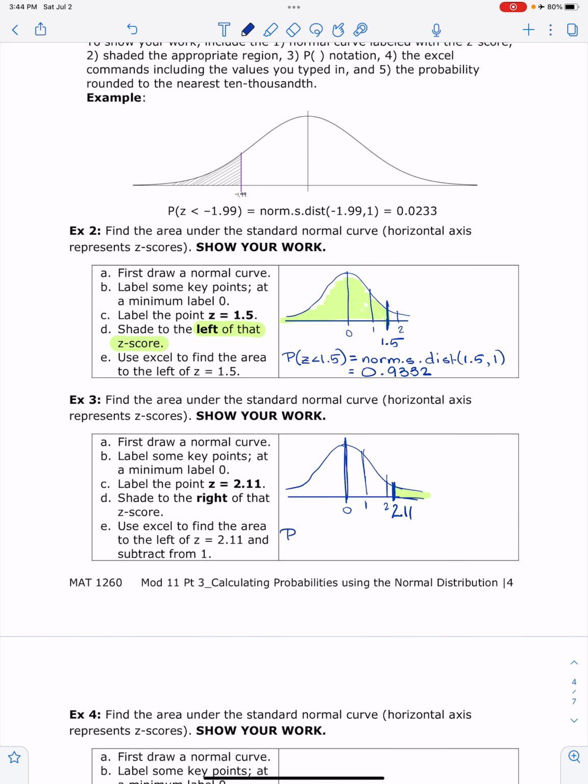So I want the probability that my z-score is greater than 2.11. That's going to be 1 minus, because remember the normal distribution function returns that probability up to that 2.11. Subtract that from 1, and actually I'll write down here so we can just review 0.1742918.